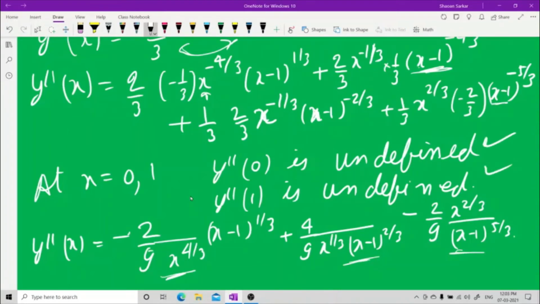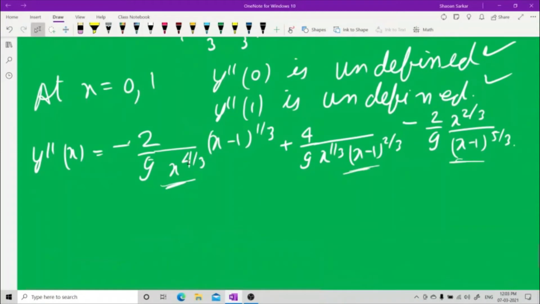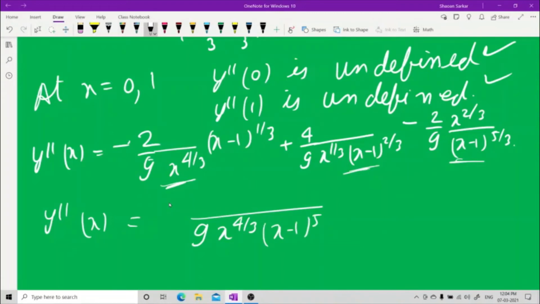This is correct. Now see what happens at 0. 0 more and 0 less, you have to see. At x equal to, let us try to solve this. Let us write y double dash x. Now we have got this is 9. Let us write x to the power of 4 by 3 in this, and x minus 1 to the power of 5 by 3.